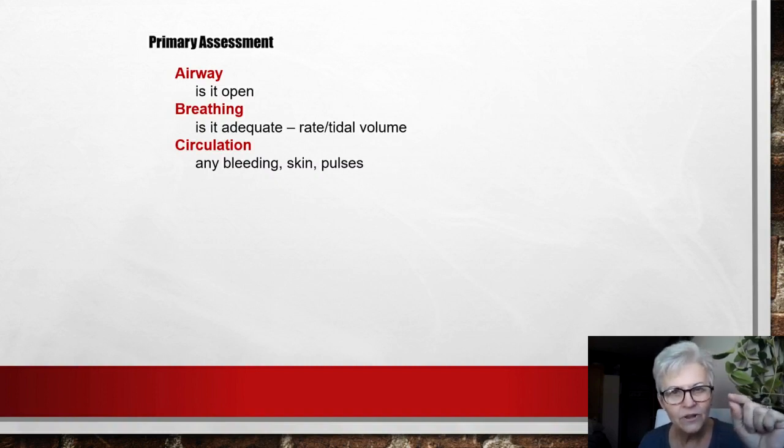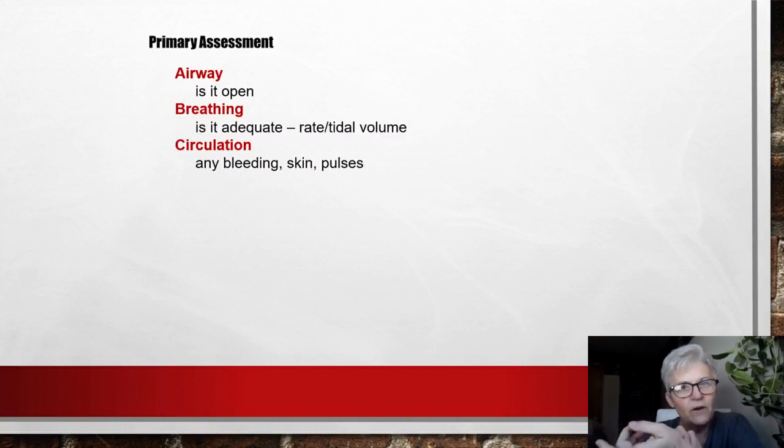But right here, the thing I really want to look at on circulation is skin, okay? What does the skin look like? We know that patients that are not perfusing well, that are in shock, have pale, cool, clammy skin. I'm really looking for that. I'm looking for cyanosis, and I want to feel the pulses.